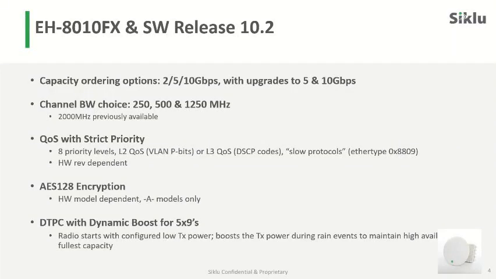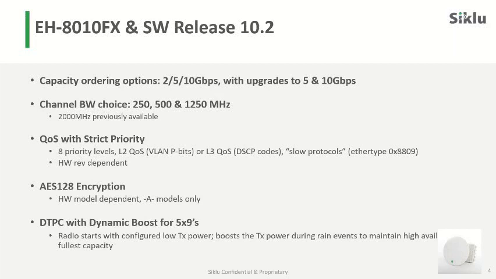So the main features which we are introducing today with the 8010FX and the software release 10.2 are the ability to order the radios not just with 10 gigabit of capacity, but also with 2 or 5, and to upgrade all the way to 10 gigabit when your network needs the additional capacity. You also have a choice of channel bandwidth, so not only the full 2000 megahertz, but also some narrower channels, and we'll talk later about when that would be an advantage.